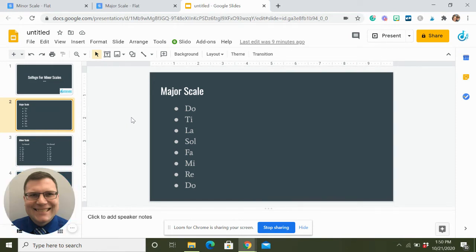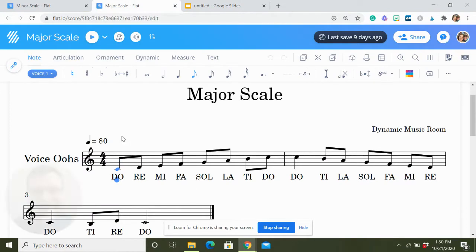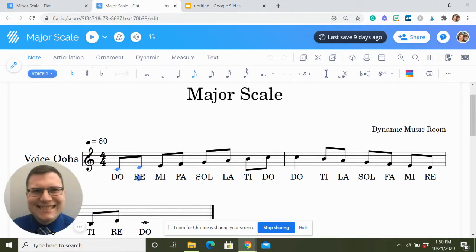Anyway, so we've got these major solfege syllables, which are the ones everybody knows. And we got it right here. Do, do, re, mi, re, do, sol, do.